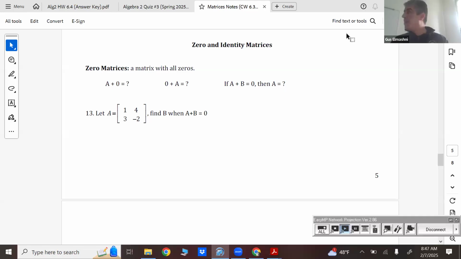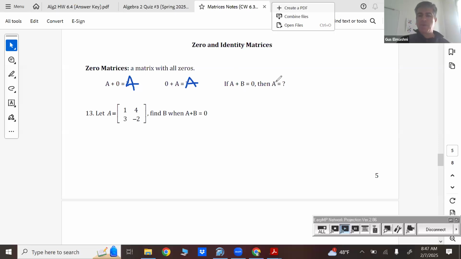Recording in progress. Okay, so let's talk about zero matrices and identity matrices, just so you know what's happening with that. Anything plus zero is itself. We know that, right? And that's true for a matrix as well. So if I add 0 to A, I get A. Or 0 to A, still get A. Page 5 in the notes.